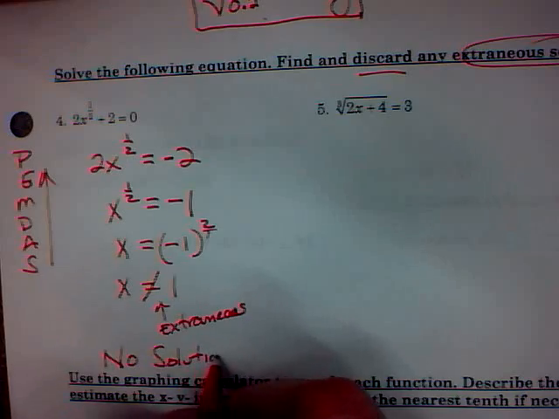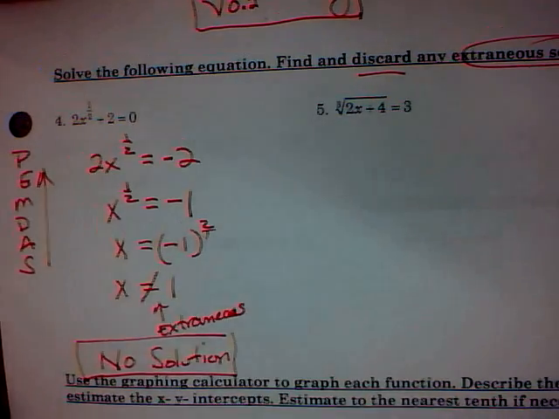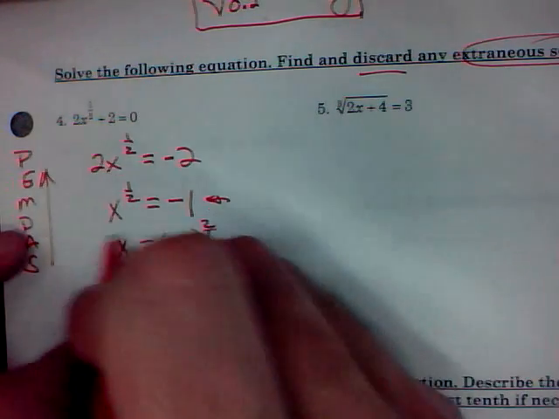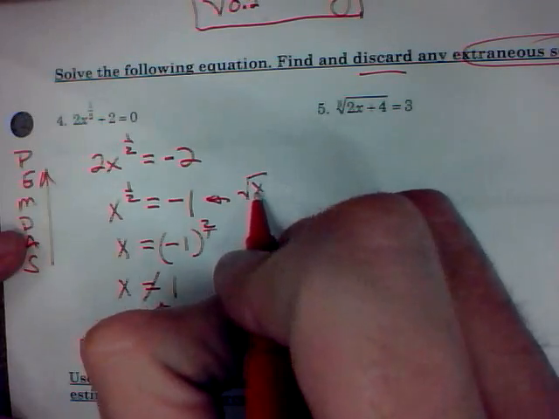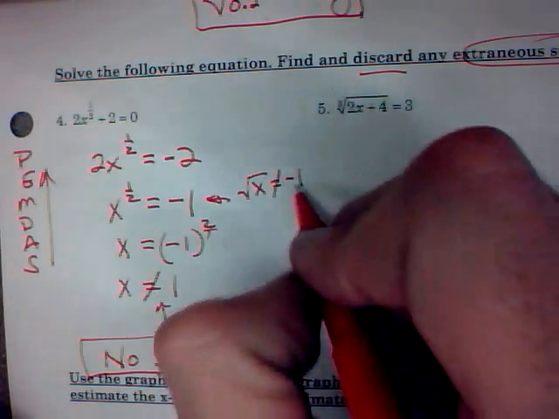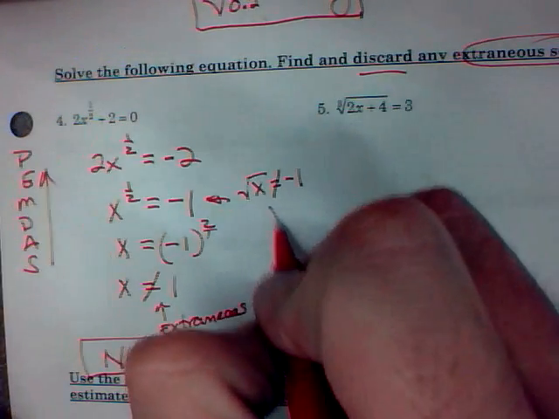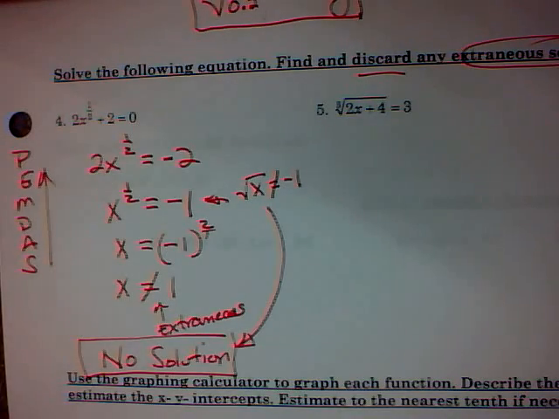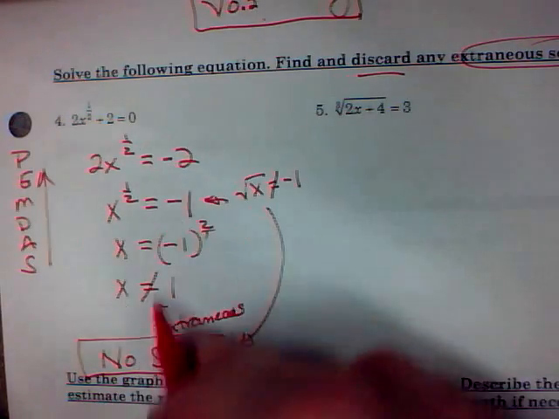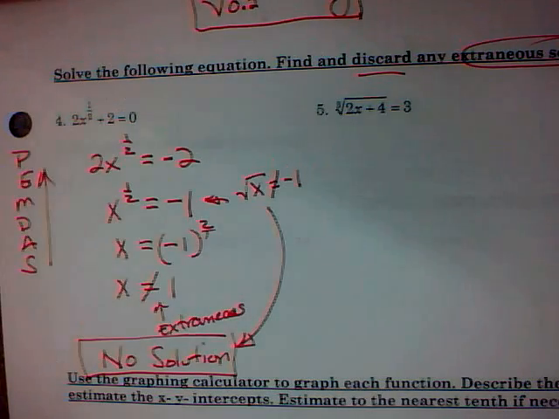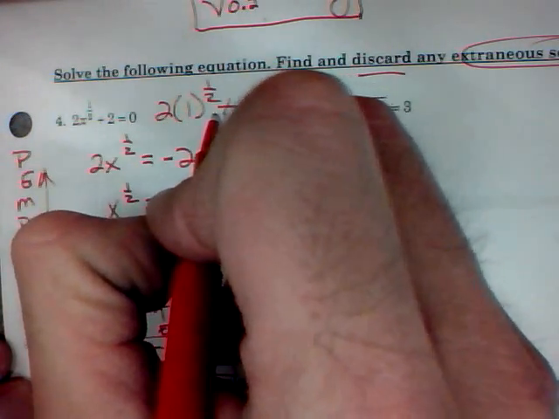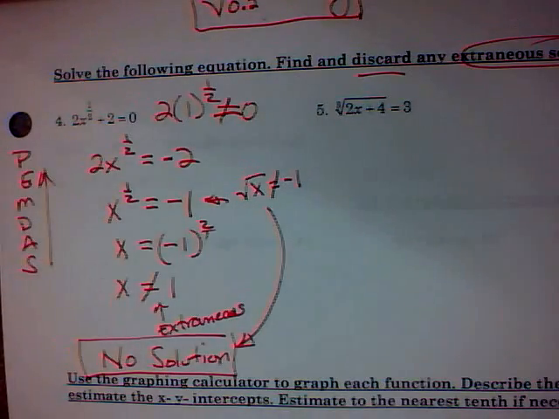And because we have no other solutions to choose from, the answer on this one would be no solution. Okay? Now, technically, we could have stopped at this step because this here means the square root of x equaling -1. And a square root cannot equal a negative number. So right off the bat, that would get you no solution. So at this point, you could spot this and just say no solution, or you can work through this, plug your answer back in, and find out that it does not work because 2 times 1 to the 1/2 power does not equal 0. Okay?